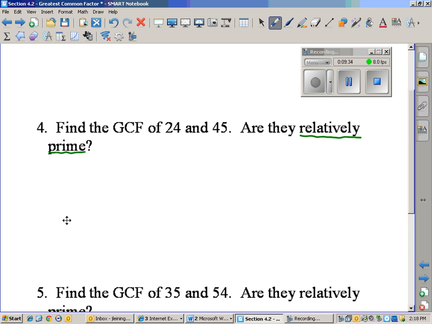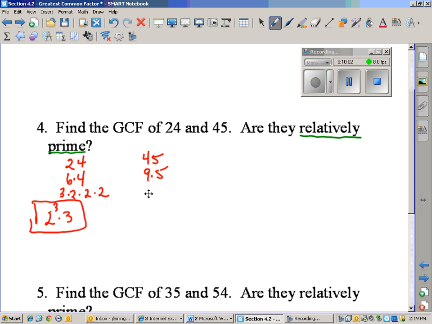So we're going to start with the prime factorization. 24, I'll do 6 times 4, 3 times 2 times 2 times 2. Does that multiply back? 2 times 2 is 4, times 2 is 8, times 3 is 24. And I'll rewrite it. 2 cubed times 3, and I'll box it up. 45, 9 times 5, or maybe you saw 15 times 3. 9 is 3 times 3 times 5. 3 squared times 5. And I'm good to go.